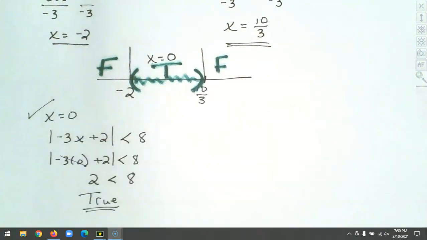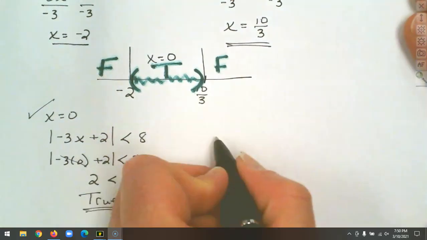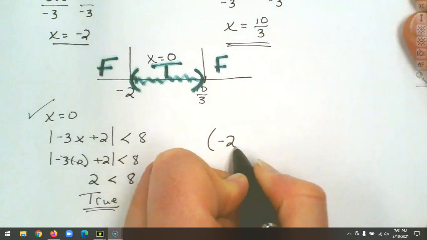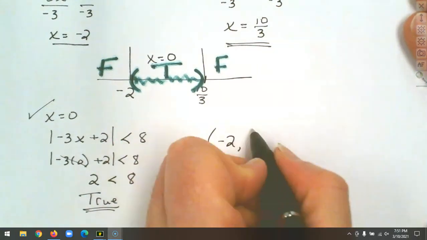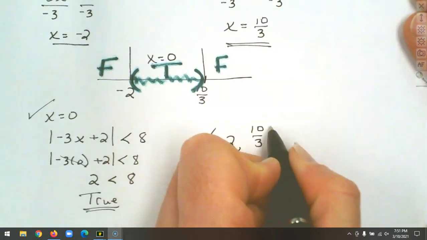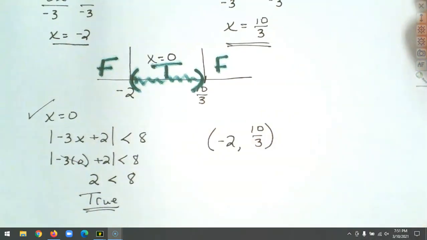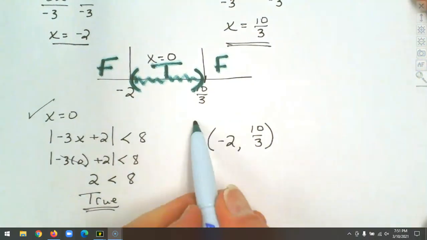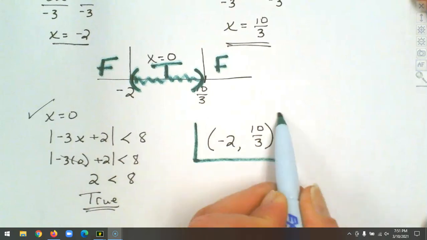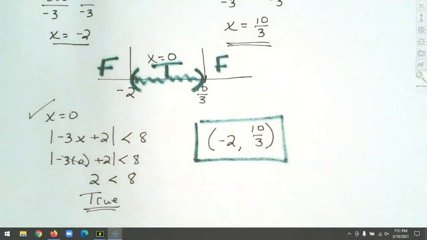And what does my answer now look like in interval notation? Well, in interval notation, it looks like parentheses -2, 10/3 with a parentheses as well. Is everyone okay with how I did that? So pretty simple on that one.